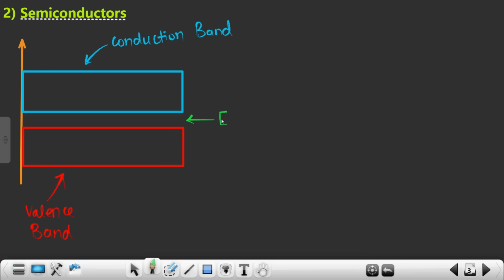Practically or technically speaking, it is around 3 electron volt for semiconductor. For semiconductor, the forbidden energy gap, or Eg, is around 3 electron volt. Roughly it is around 3 electron volt, okay. If it is less than that, that is also fine. That will also come under the category of semiconductor, okay.